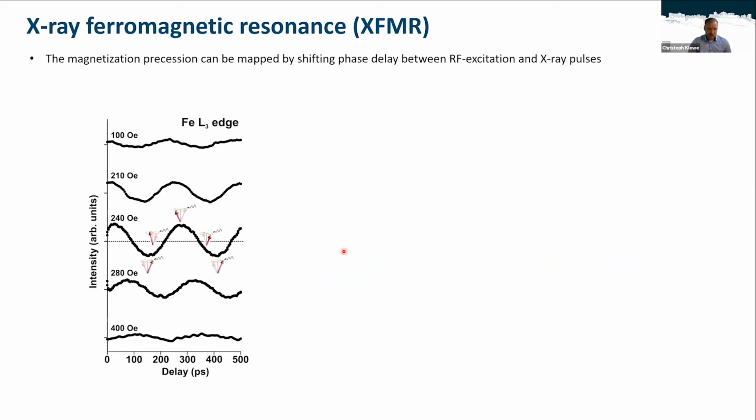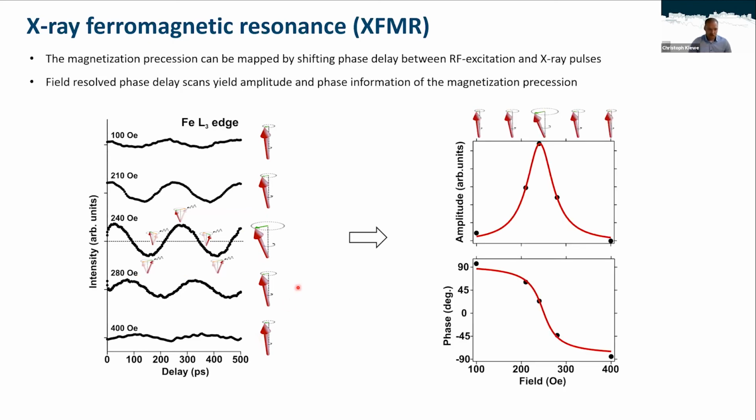And now if we take multiple phase delay scans at different fields across the ferromagnetic resonance of a material, we can then extract the amplitude and the phase information of the entire magnetization precession from these scans, which is shown here. Here, for example, in the amplitude, we see this pronounced ferromagnetic resonance peak, and in the phase we see the sigmoidal shape, which is common for an excited oscillation like this.